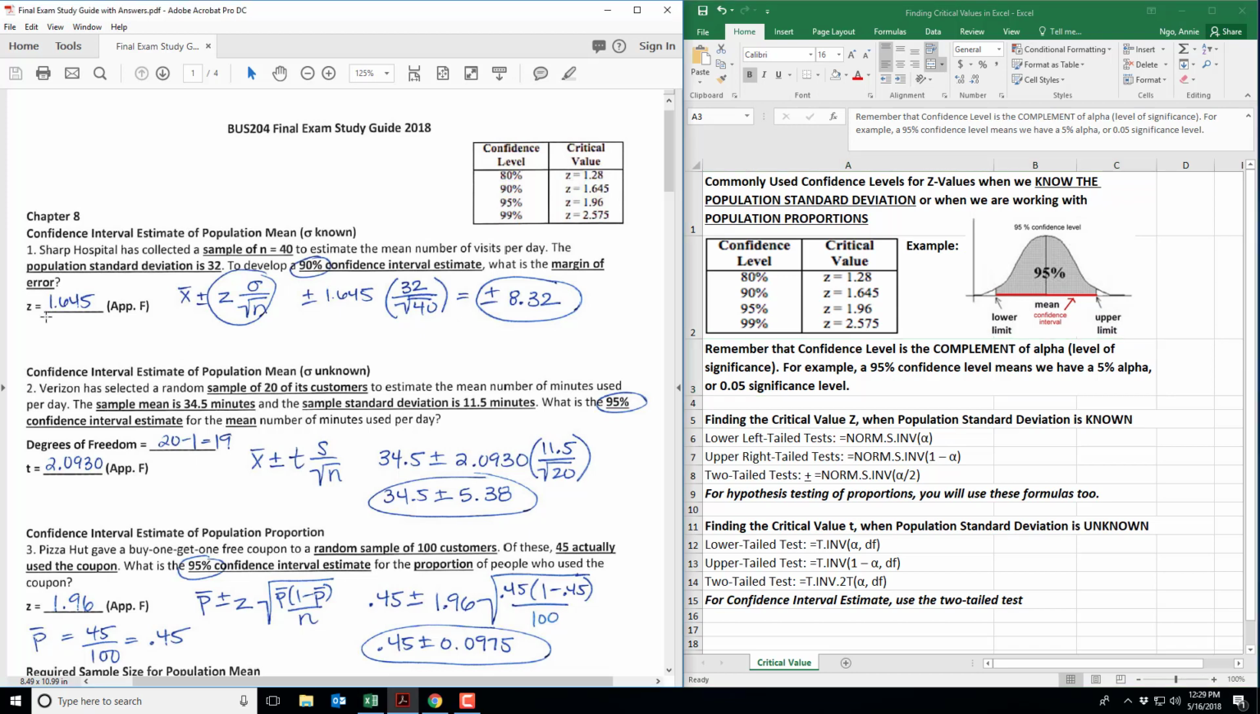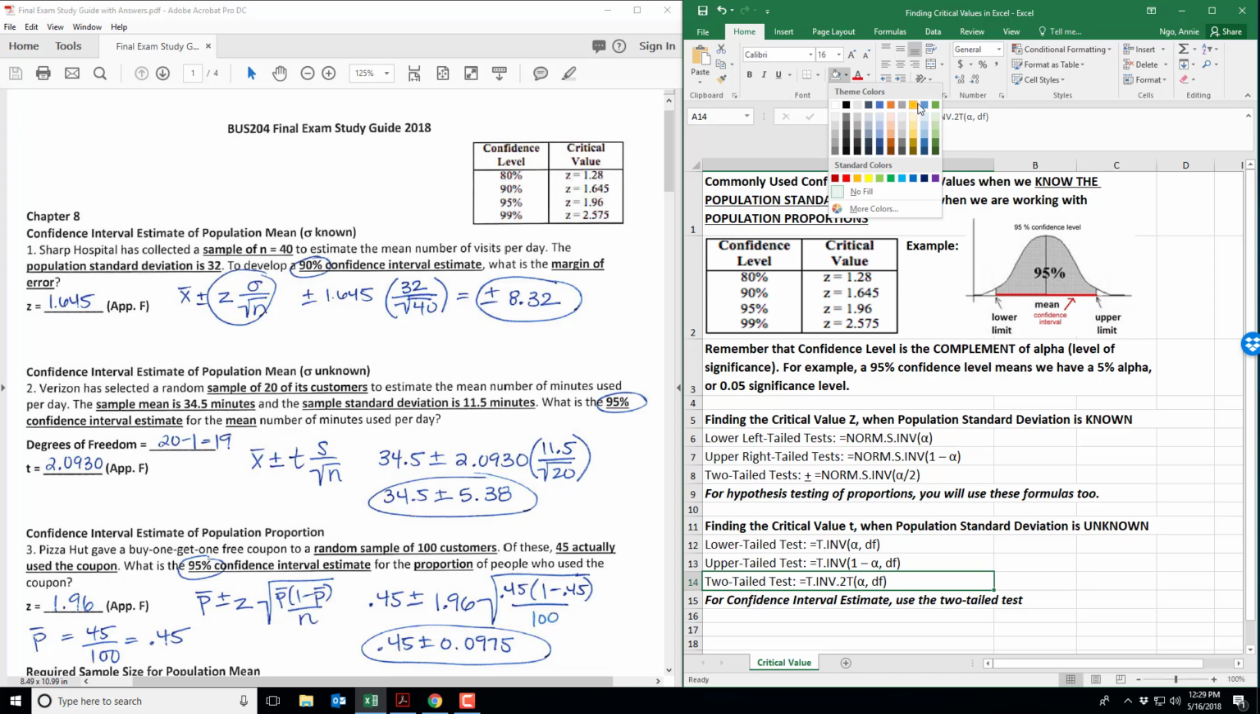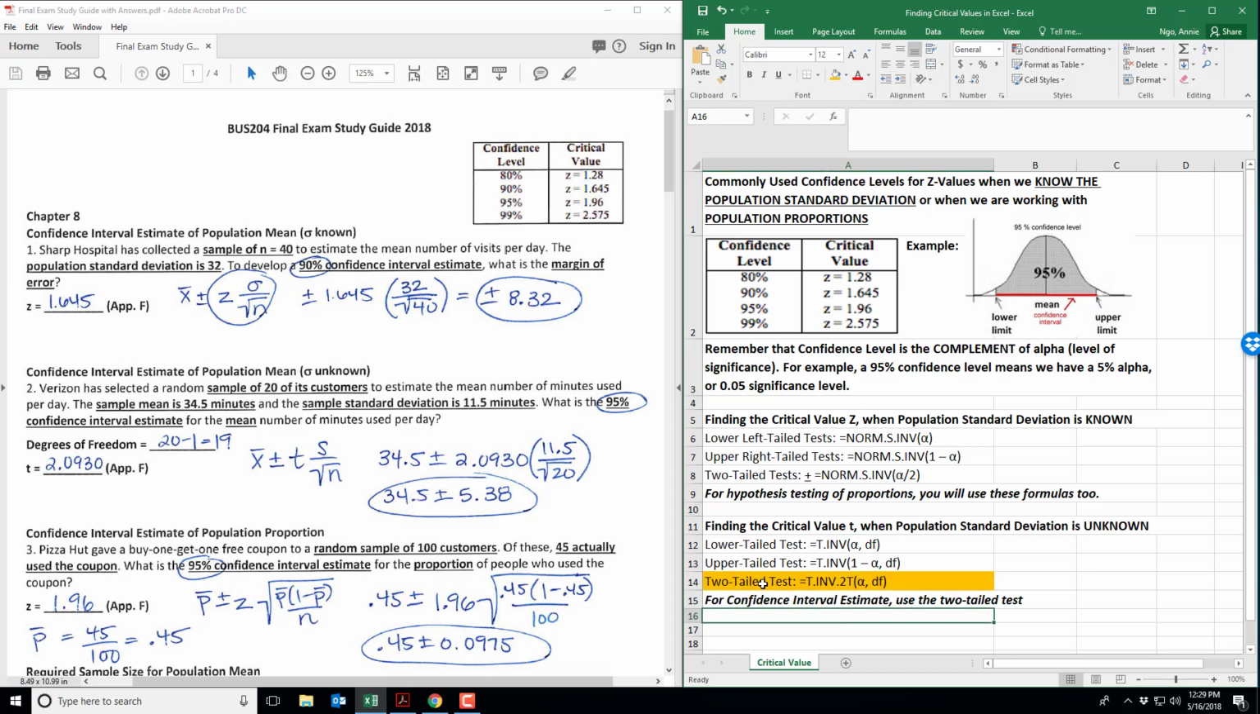So for instance, in problem number one, since we know the population standard deviation, I'm going to be looking for a Z value. And so I can just use my commonly used table here at 90%, and my Z value is 1.645. Now for problem number two, when we don't know the population standard deviation, we can use the Appendix F, or we can use our formula. Specifically, the formula you want to use when we are doing a confidence interval estimate is our two-tailed test, because with a confidence interval estimate, we have two tails on either side here.